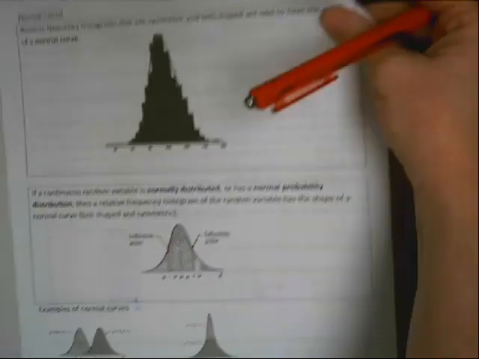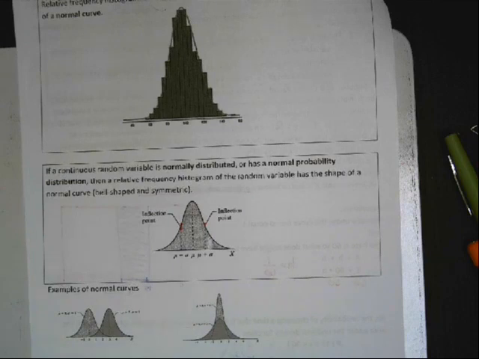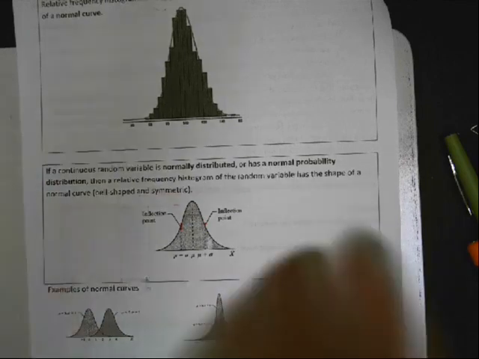Here's a couple of other examples of normal curves. Normal curves don't always look the same, depending on what your mean is or what your standard deviation is, but they are always symmetrical. And always, how much data is inside the first standard deviation of a standard bell curve? 68%. And inside of the second standard deviation? 95. Inside of the third? 99.7.